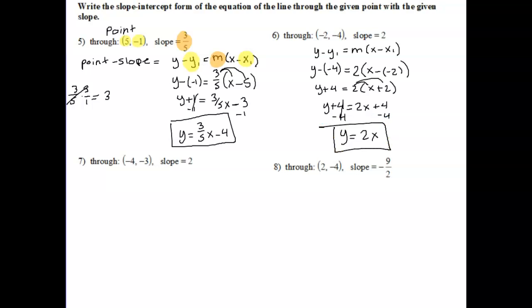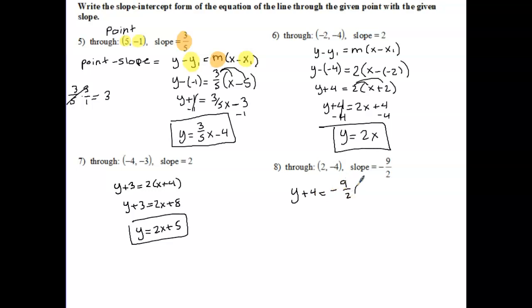Go ahead and take a moment, pause the video, and try numbers 7 and 8 on your own. We should have y equals 2x plus 5 for number 7. And negative 9 over 2x minus 13 for number 8.